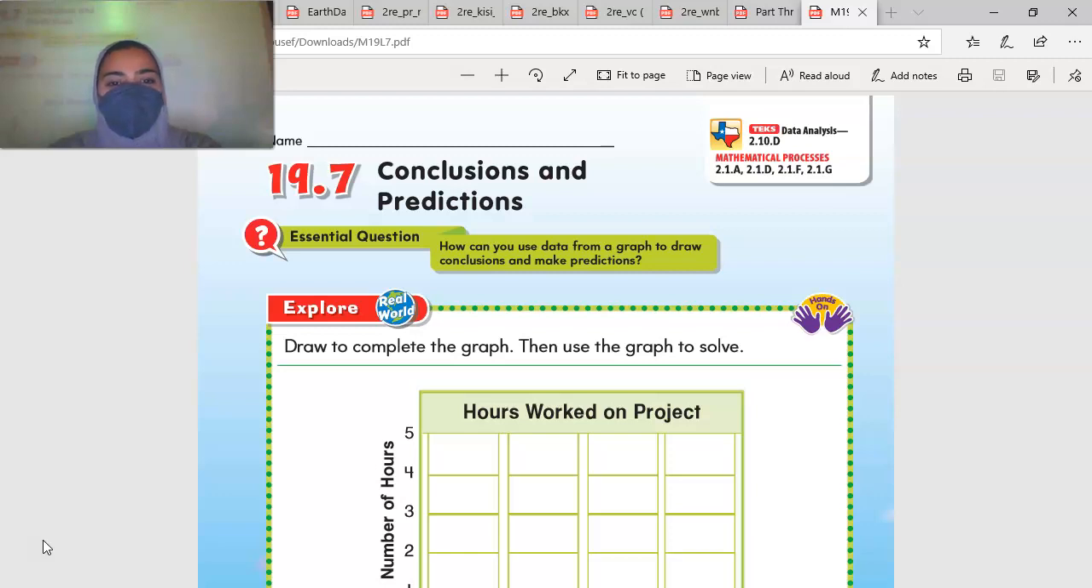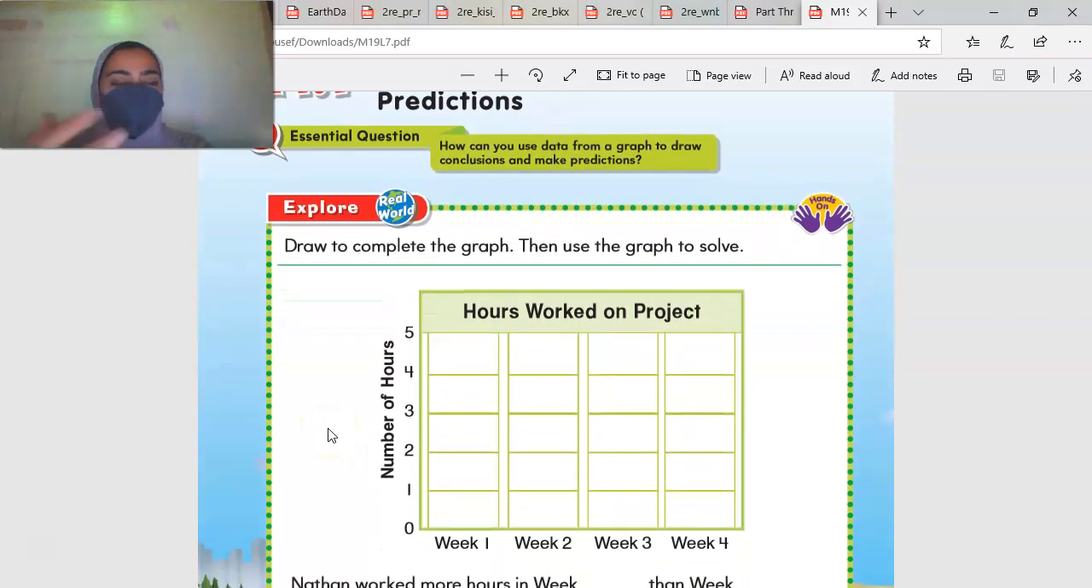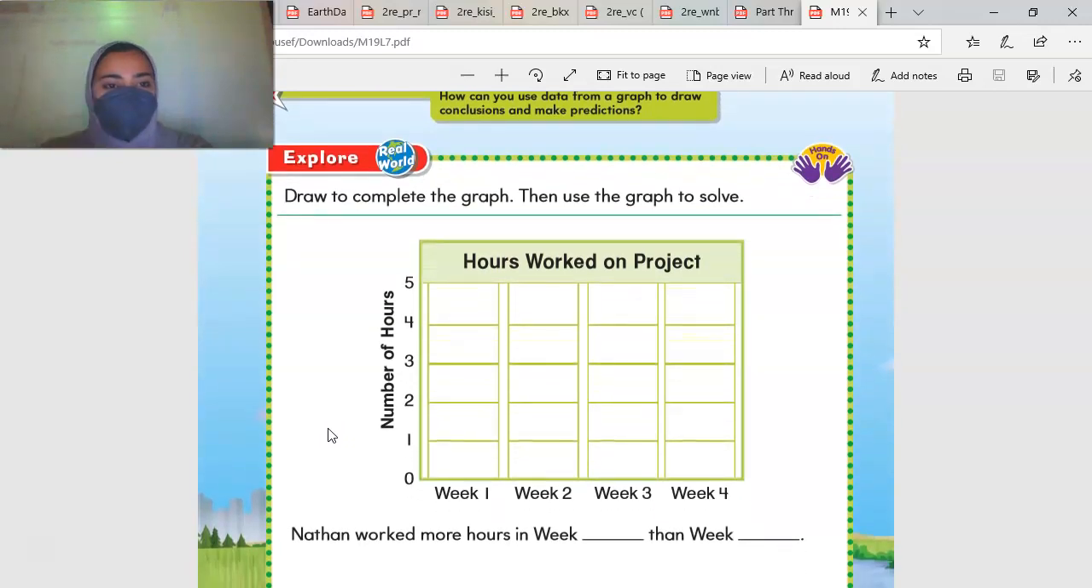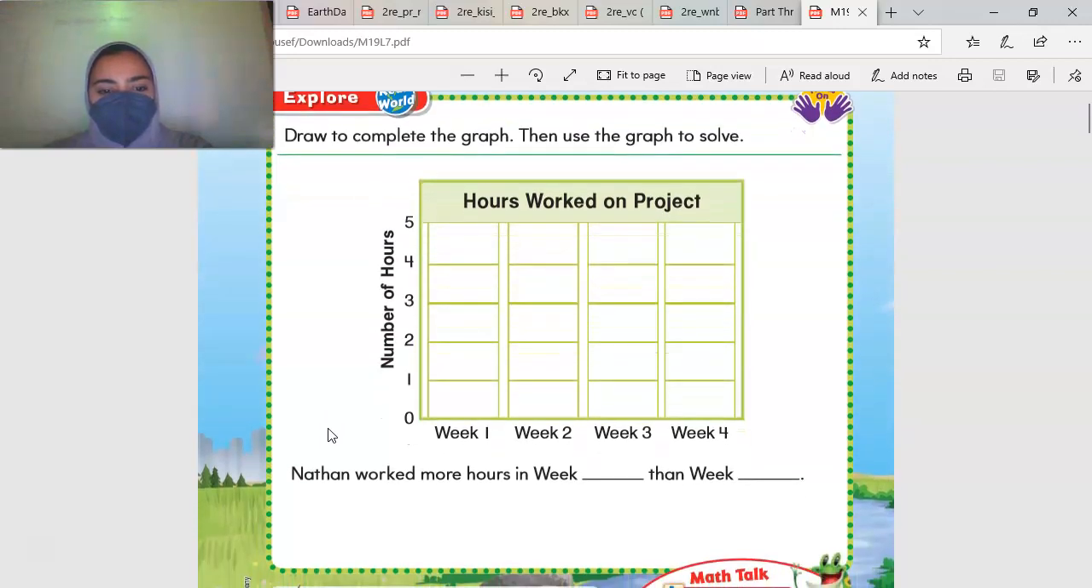All right, conclusions and predictions. How can you use data from the graph to draw conclusions and make predictions? So predictions or conclusions are things that you take away from what you've done or what you've read, right? It's what you think. So let's explore the real world. It says draw to complete the graph, then use the graph to solve.